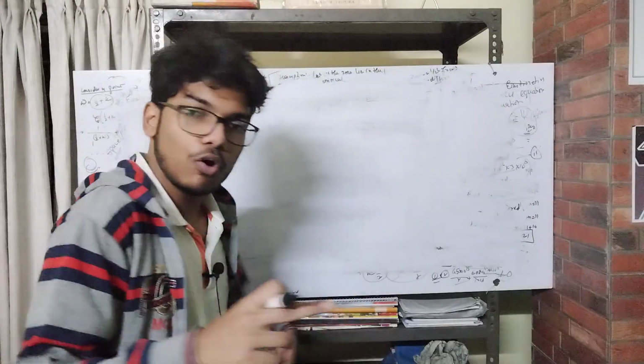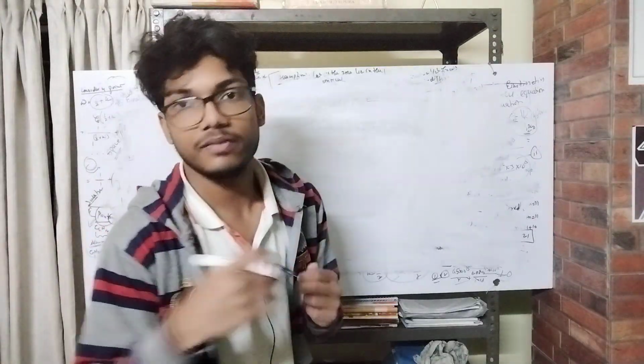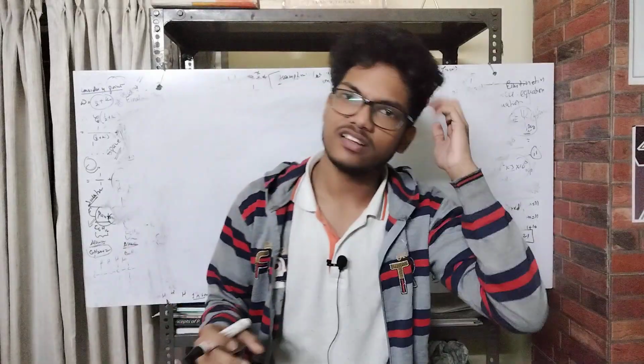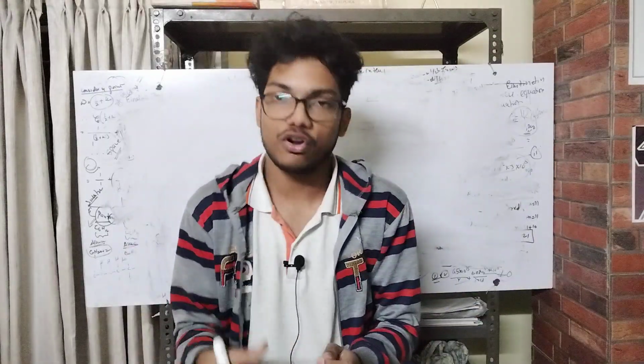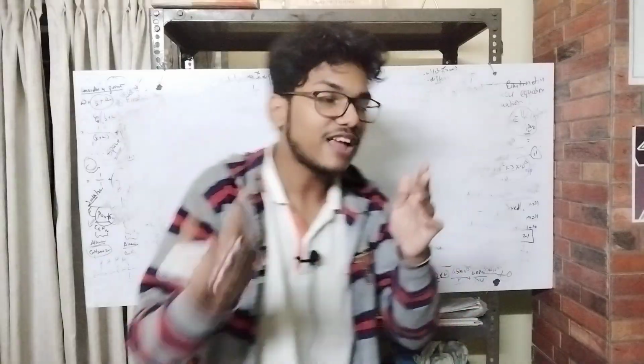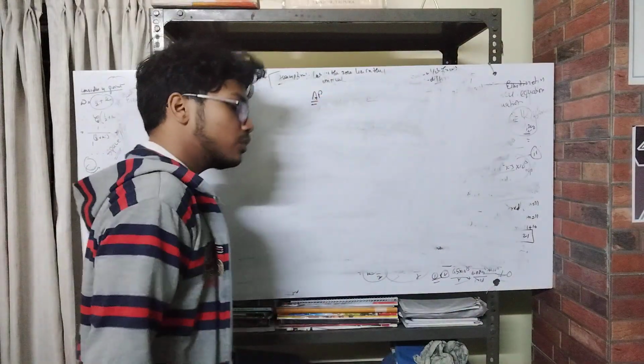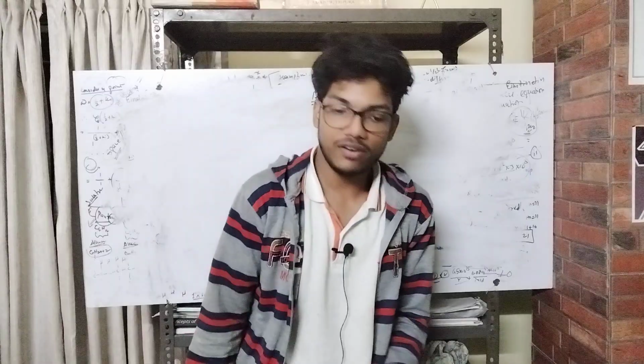In this video we will be focusing on the main parts that come in JEE Mains and JEE Advanced, that is AP, GP, HP, and a bonus topic, AGP. Now let's dive into the topic. First, AP. I have told you AP stands for arithmetic progression. Now what is arithmetic progression?